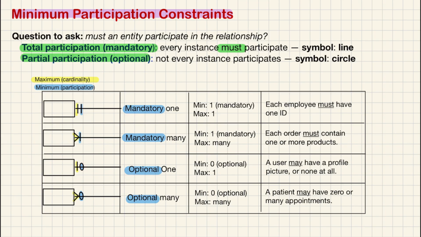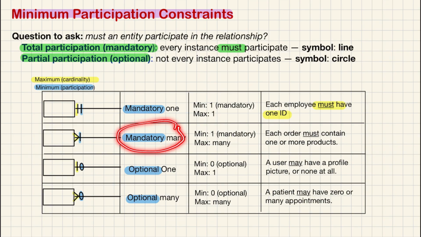When you read the participation type, you say the minimum constraint first, followed by the cardinality constraint. So mandatory, 1. Optional, 1. In this first case, every instance must participate in exactly one relationship. For example, each employee must have one ID.